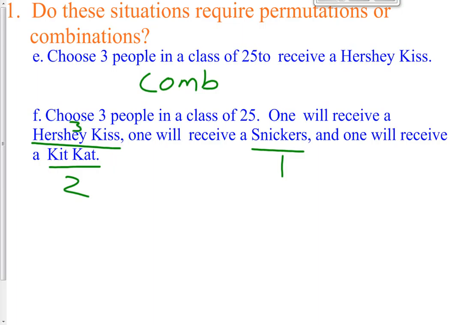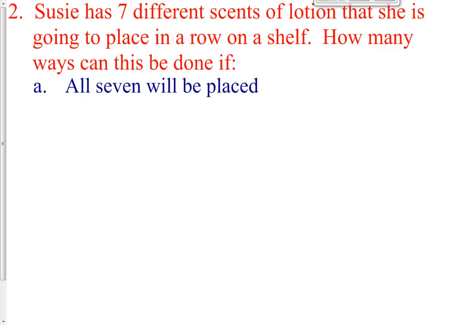You want to be the first person chosen. You want to get that number 1 spot. If that matters to you, it's going to be a permutation. So there's our answer for letter F. Hopefully those make sense to you. Again, sometimes the hardest part is determining whether it's a permutation or whether it's a combination.